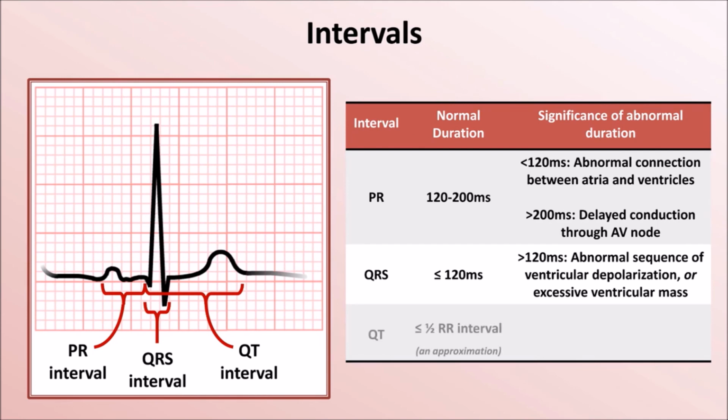The QT interval is a little tricky since the normal range is very dependent upon heart rate and mildly dependent upon gender. As an approximation, it should be no more than half the total RR interval. A prolonged QT interval is indicative of a delay in ventricular repolarization, which usually places the patient at high risk of a dangerous arrhythmia called torsade.